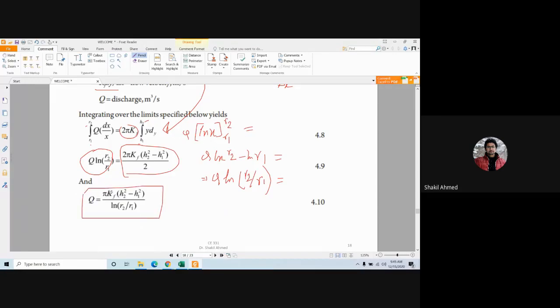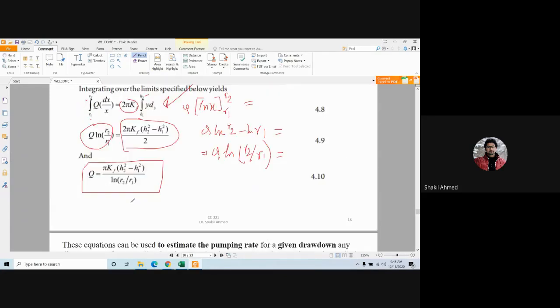So by rearranging, finally you get Q equals pi Kf into h2 square minus h1 square, divided by ln r2 by r1. Now it is very important to understand which one is 2 and which one is 1. You can see that r2 is at the top, the numerator, and r1 is at the bottom, the denominator. You have to check very carefully which one is what.